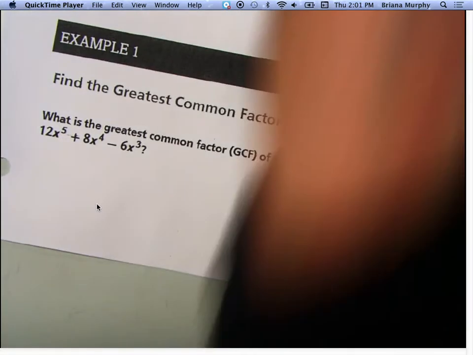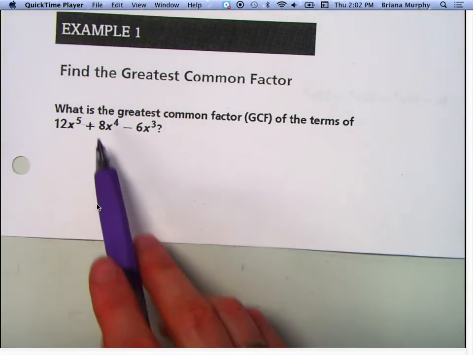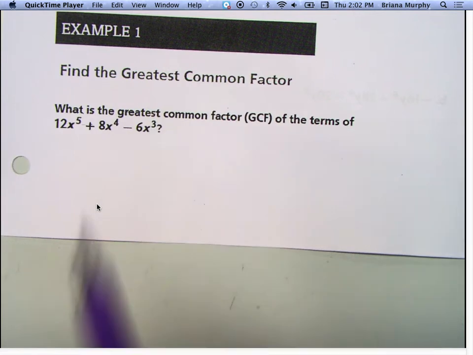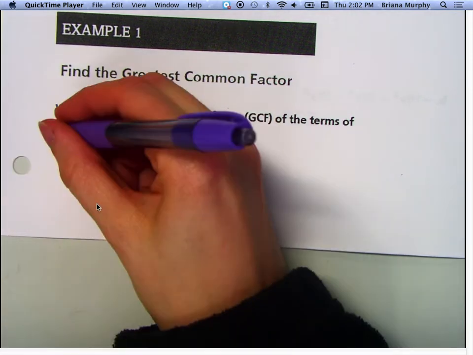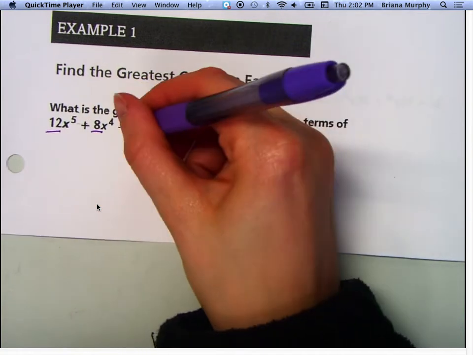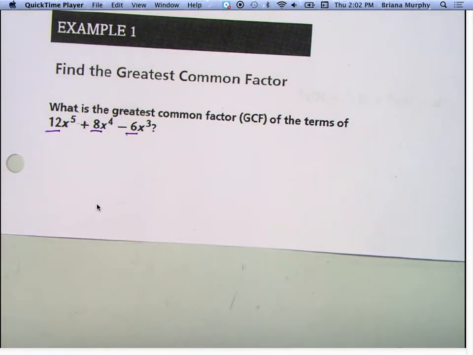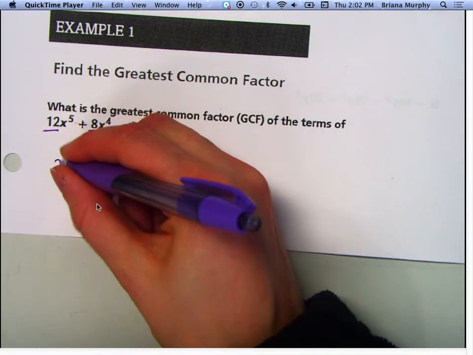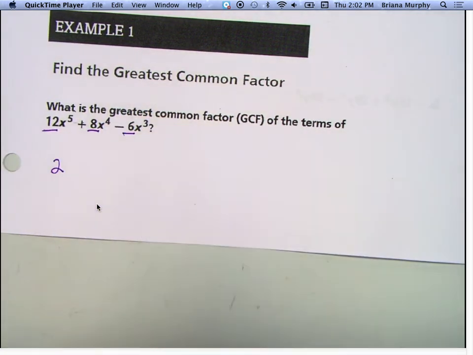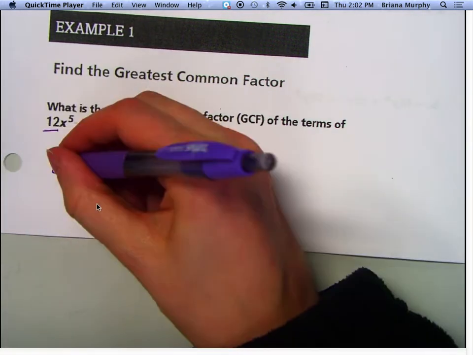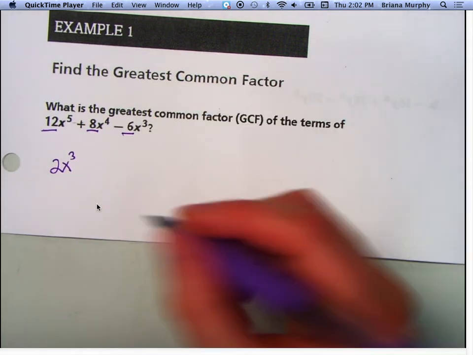So we've got 12x to the 5th plus 8x to the 4th minus 6x to the 3rd. What do all of the coefficients have in common? What number goes in all of them evenly? 2. So we're going to take out a 2. How many x's do we have? 3. That's the smallest one we have, right? So we can take out x to the 3rd. So we can take out 2x to the 3rd.